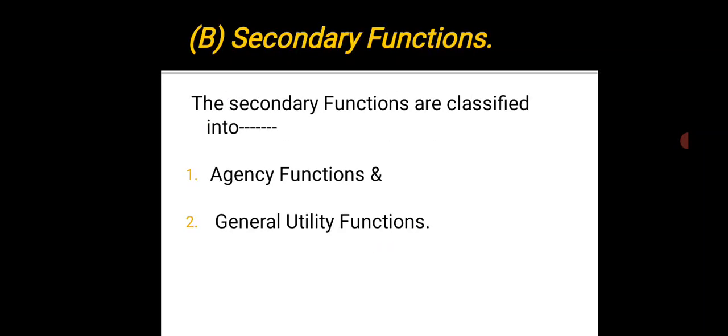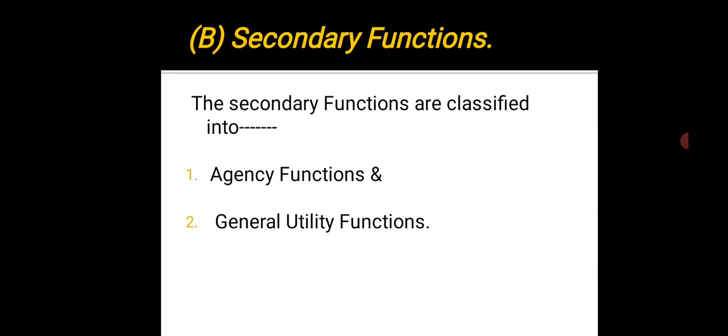The secondary functions of the commercial banks are classified into agency function and general utility function. By agency functions, we mean those functions performed by banks on behalf of consumers and depositors. For these functions, banks charge some commission known as service charge.